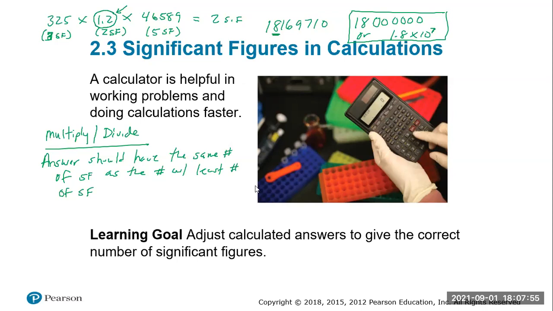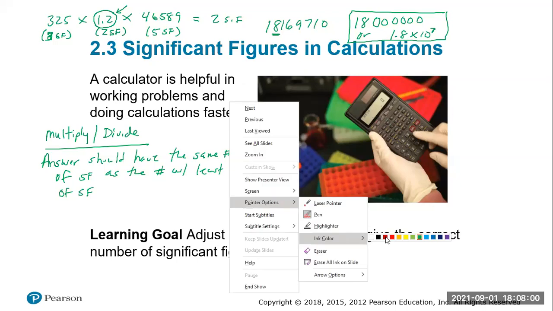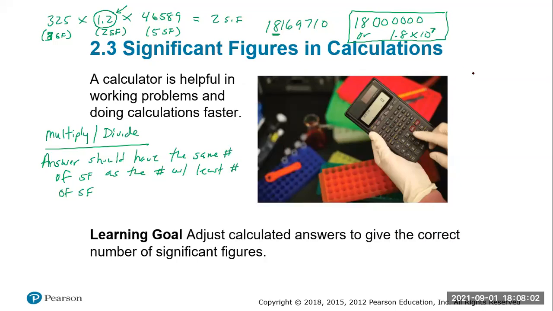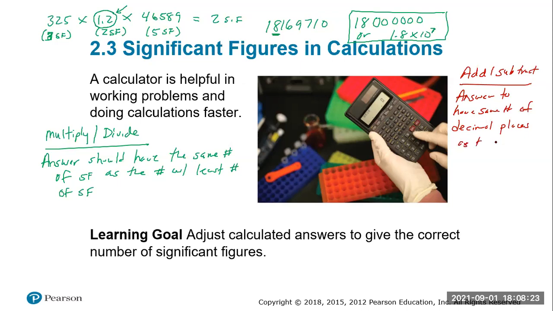Now, we do something a little bit different if we're not multiplying or dividing, but if we are adding or subtracting, we look for our answer to have the same number of decimal places, not significant figures, but decimal places, as the number with the least number of decimal places.